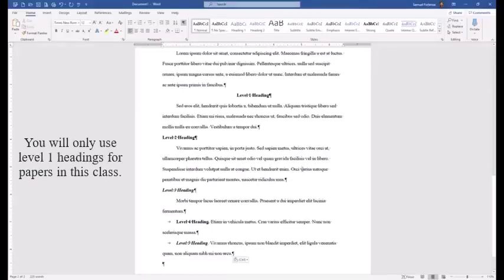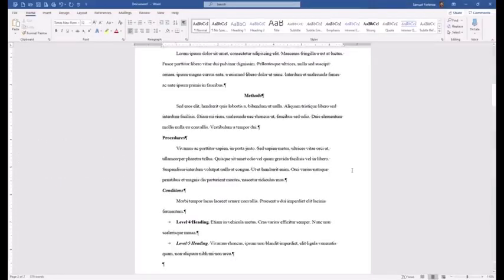Level 1 headings are the highest level, and they denote the start of major new sections. Level 2 headings are one level lower and are used to split a major section into subsections, with levels 3, 4, and 5 used to create more specific subsections and sub-subsections.